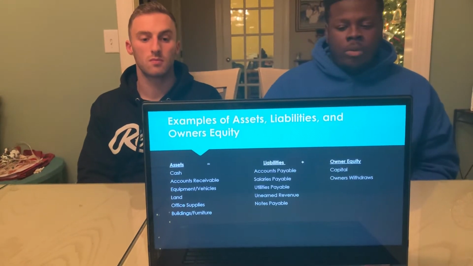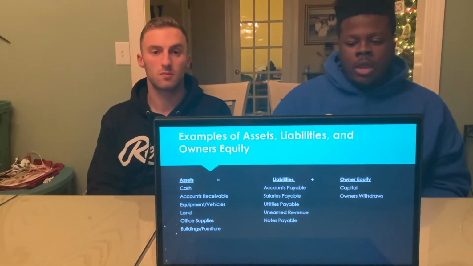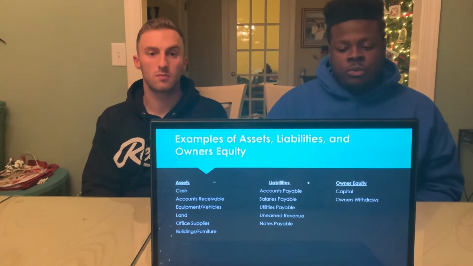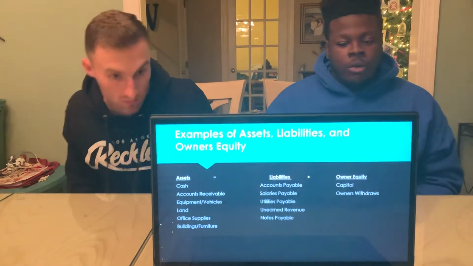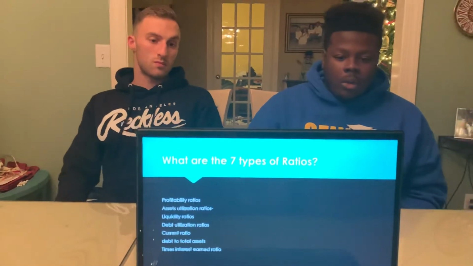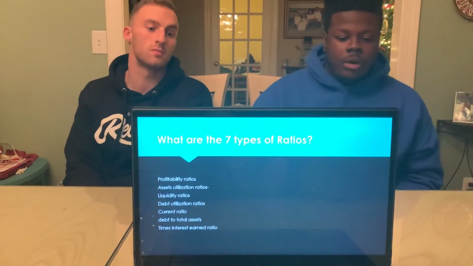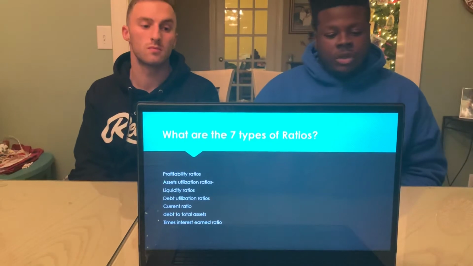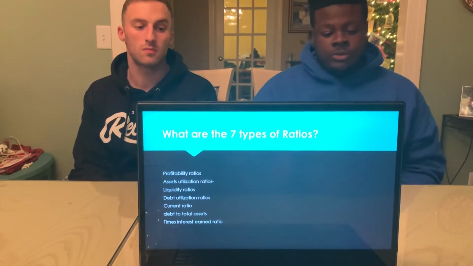This is capital, and then you have owner's withdrawal, whenever an accountant wants to do a withdrawal from the owner's capital. You do have a separate account for owner's withdrawal. Next slide, please. So there are 7 types of ratios. There's profitability ratios, liquidity ratios, debt utilization ratios, and current ratios.